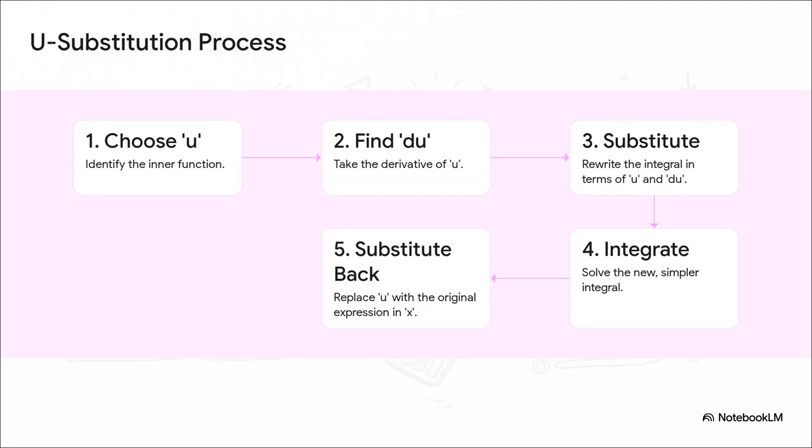And the great thing about it is that the process is wonderfully systematic. It's like a recipe. We're going to follow these 5 steps exactly every time. First, we identify and choose our u. Second, we find its derivative, which we call du. Third, we rewrite the entire integral, but this time only using u and du. Fourth, we perform the integration, which should now be simple. And finally, and this is a step so many students forget, we have to substitute our original variable x back into the equation to get our final, meaningful answer.